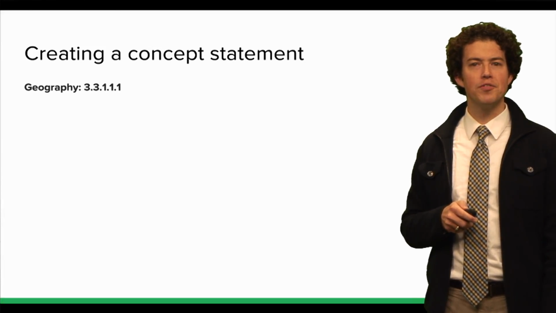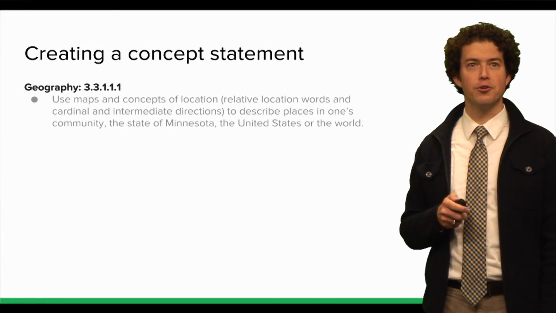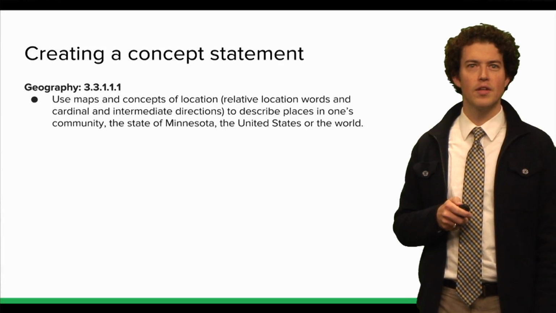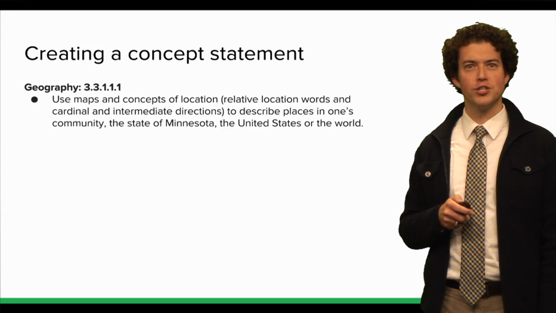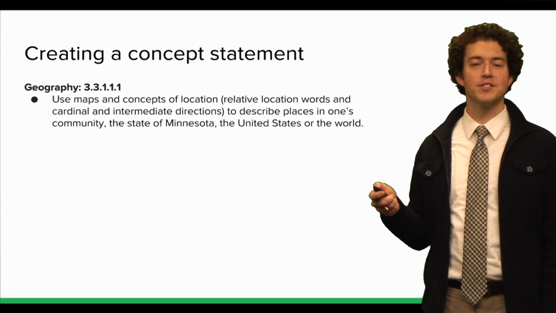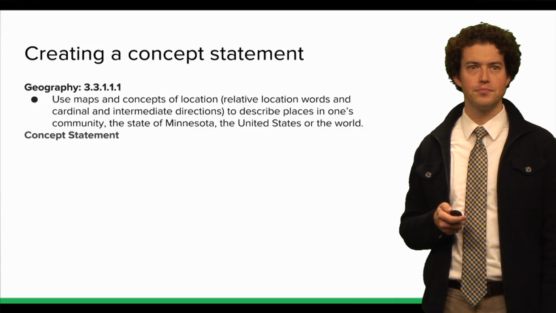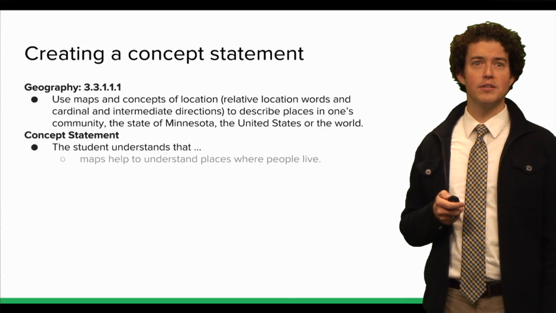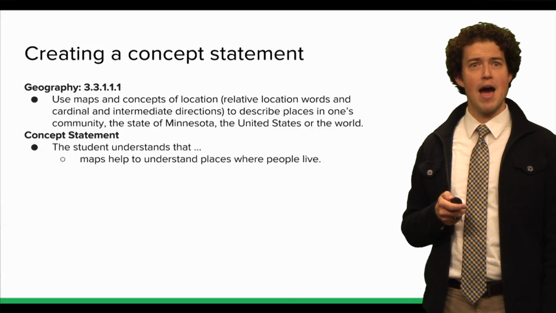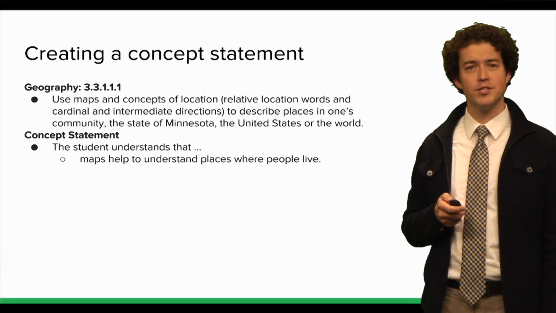Here's another example. This one comes from geography in third grade. The benchmark wants students to be able to use maps and concepts of location in order to describe different places in their lives. So why are we teaching this? Well, maybe we want the students to understand that maps help us to understand the places where people live.